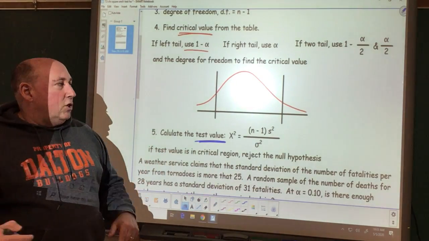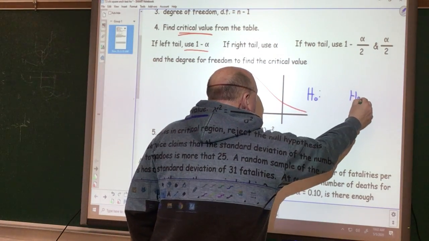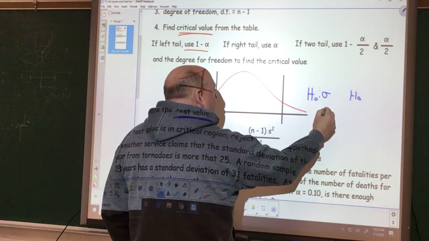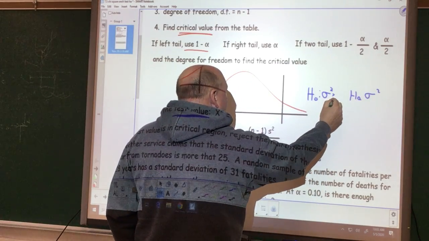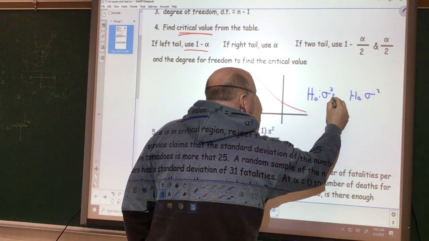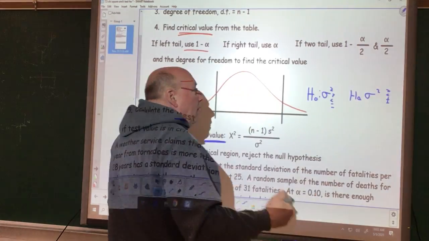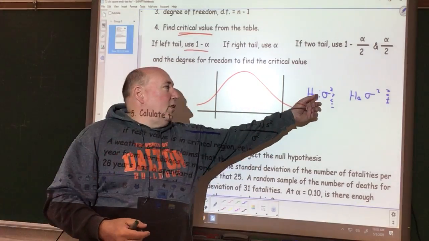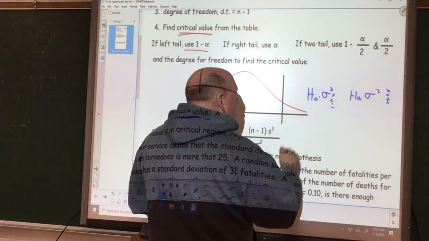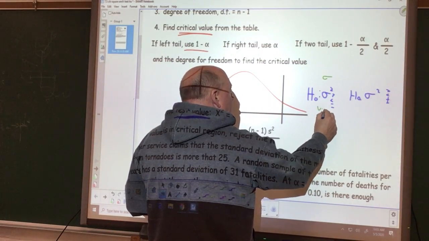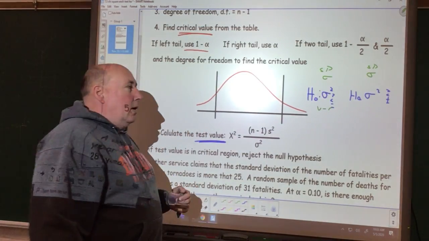Because what you'll deal with is your null and alternate hypothesis. We will be testing variance or standard deviation, which will be less than, or greater than, or equal to, or not equal to. That's going to be the same. And this could be variance and it could be standard deviation. It could be one or the other. So you may be dealing with sigma squared for the variance or the standard deviation that you'll be comparing.